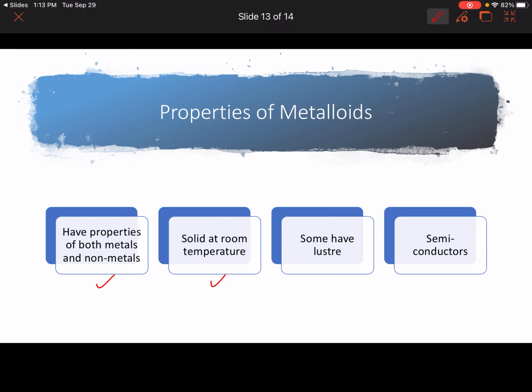metals and nonmetals. They are solid at room temperature. Some have luster, some do not. And we call them semiconductors, which means they kind of conduct electricity. So not very much electricity or heat can pass through them, just a little bit.